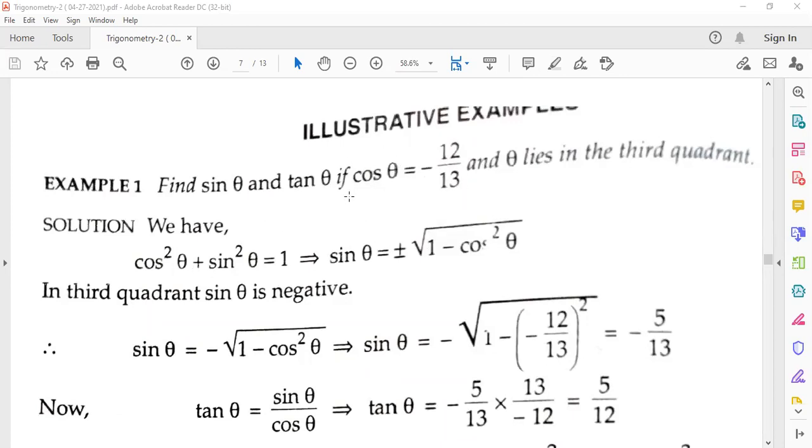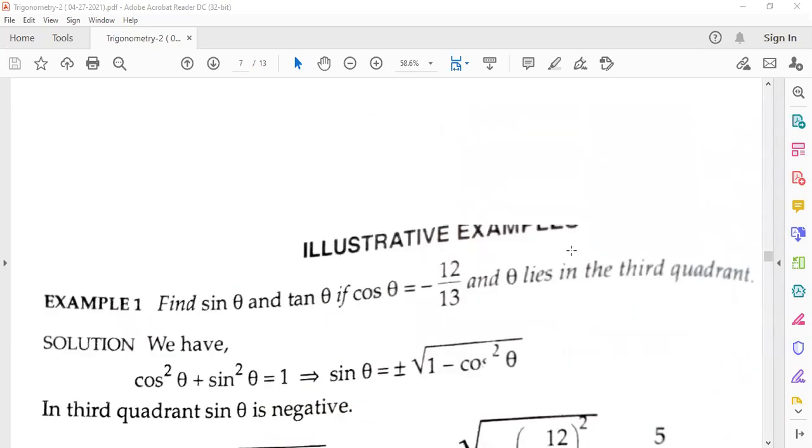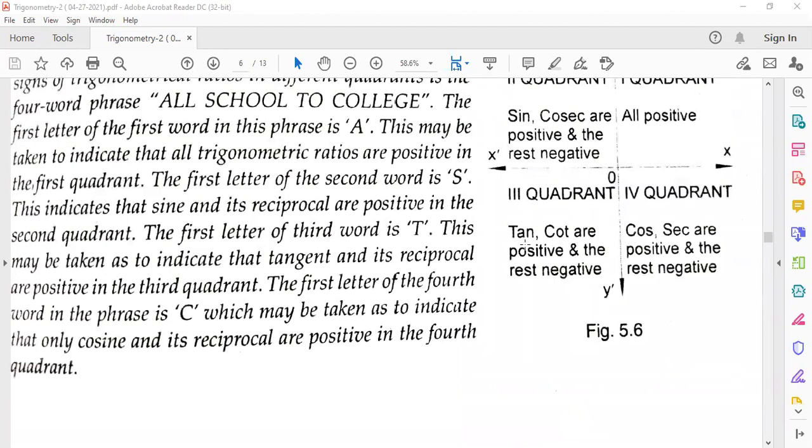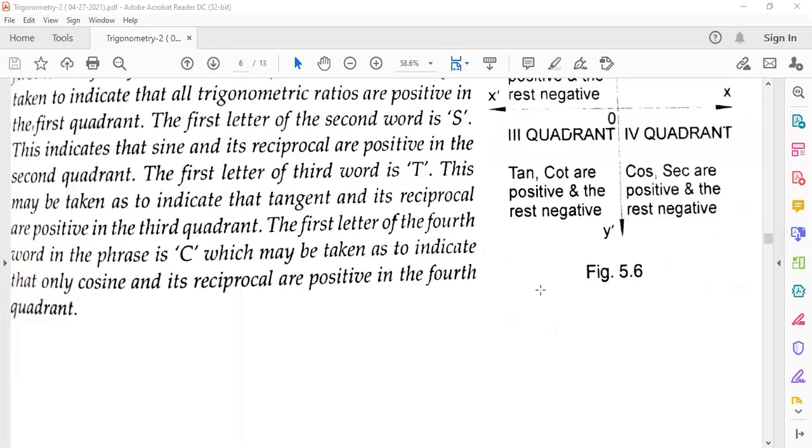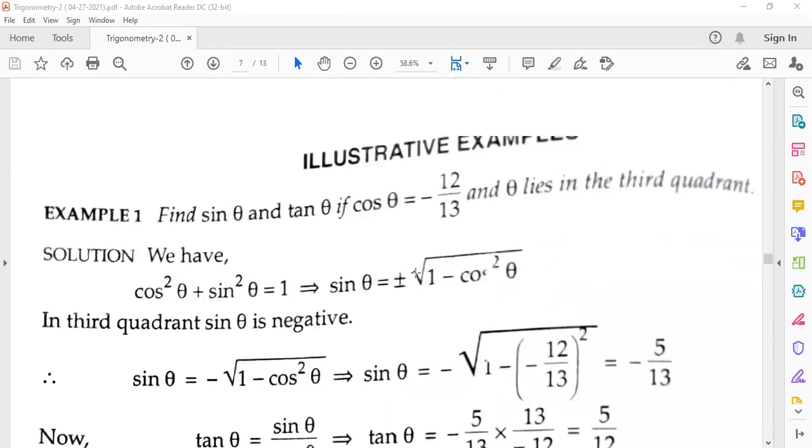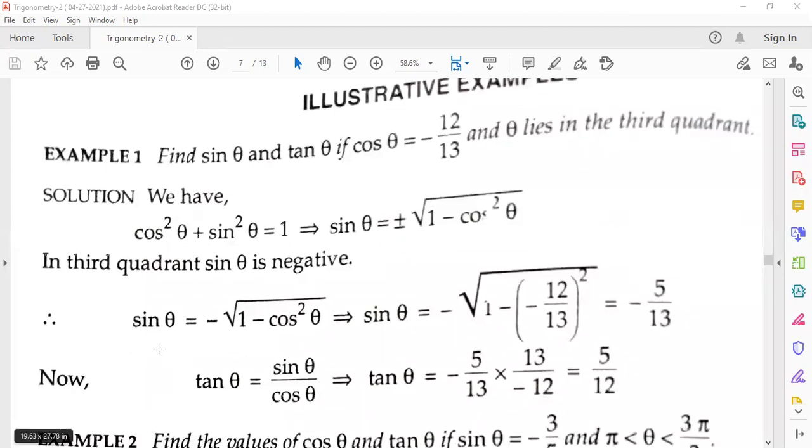Now, from the formula sin square theta plus cos square theta equals 1, we know that sin theta equals plus or minus root over 1 minus cos square theta. As theta lies in the third quadrant, sin theta in the third quadrant is negative. Look here, in the third quadrant only tan and cot are positive and all other trigonometric ratios are negative. So as theta is in the third quadrant, sin theta should be negative. So we are not taking both plus and minus. We take the negative sign. So sin theta equals minus root over 1 minus cos square theta.